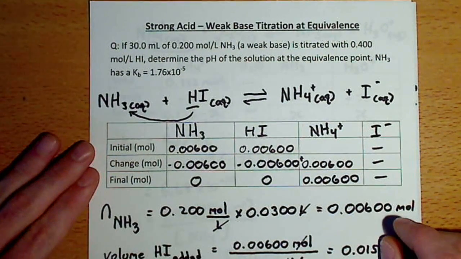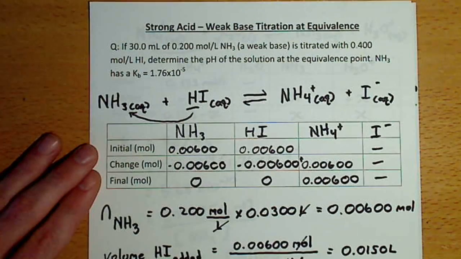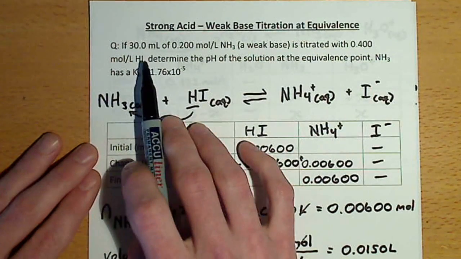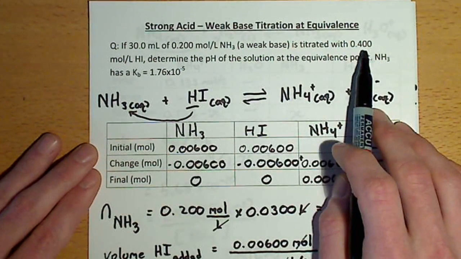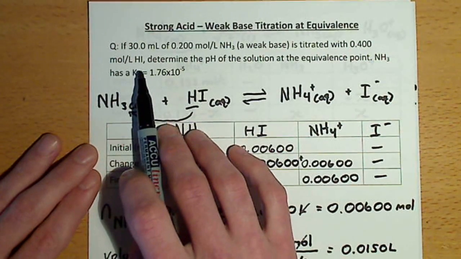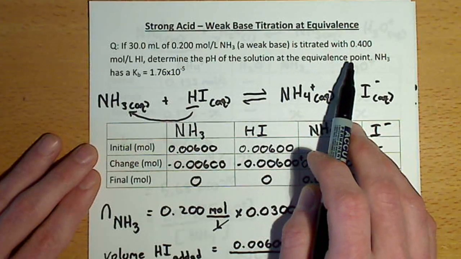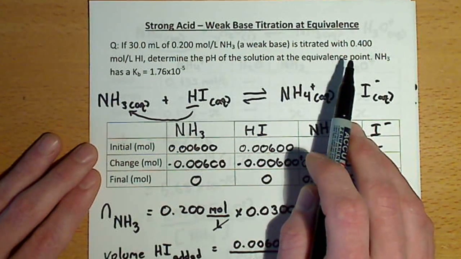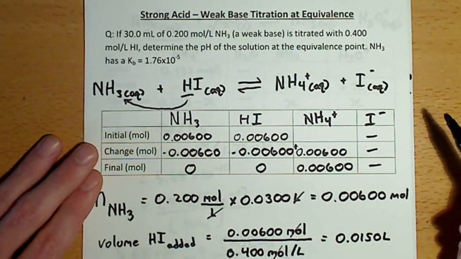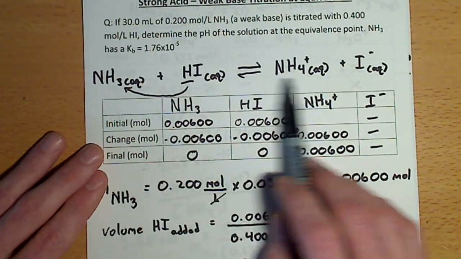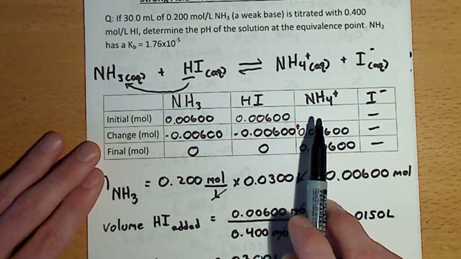In the question, we're asked to solve a strong acid weak base titration at the equivalence point. We're given the volume and concentration of the weak base as well as the concentration of the strong acid. And we're told that this is occurring at the equivalence point. We have to remember that that means all acid and all base will be consumed. I wrote my reaction and used that to fill in my ICF table.